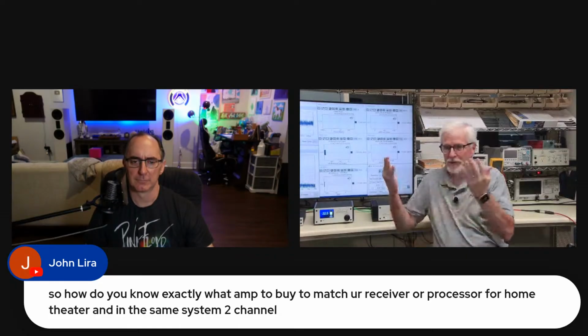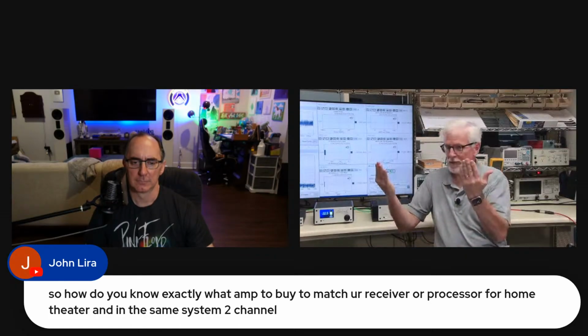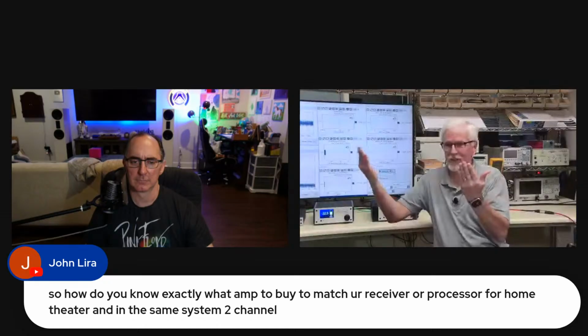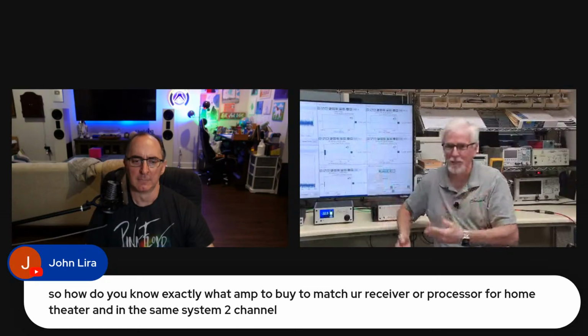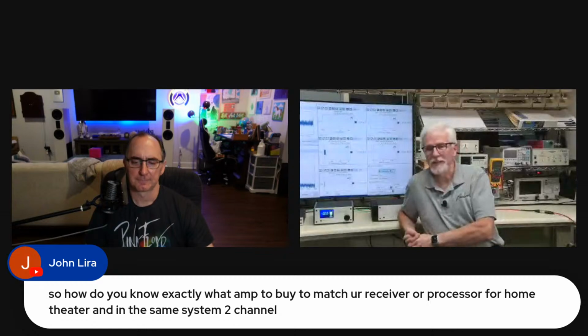Sometimes people put two things together and they'll look at them and say, oh man, this amplifier's got 35 dB of gain and this one's only got 25. I'm going to buy the one that has 35, when actually you should be buying the one with less gain, not the one with more gain.